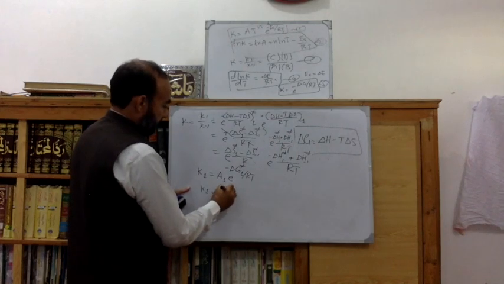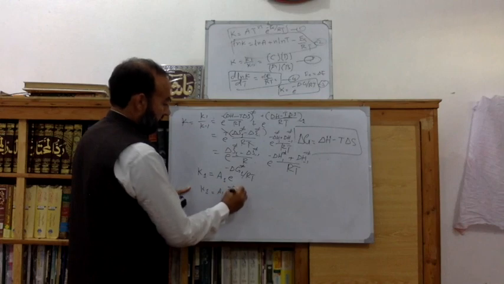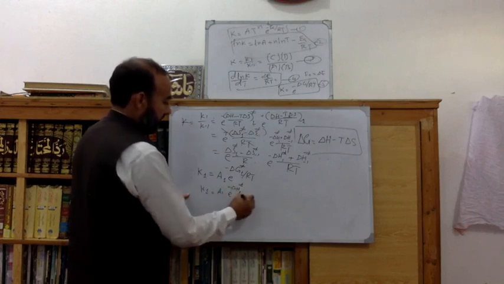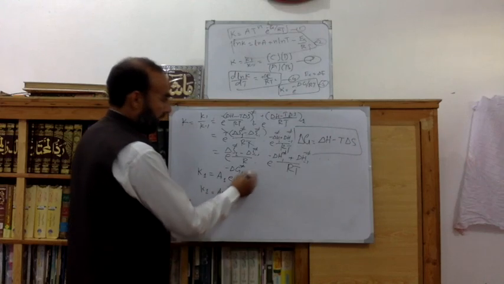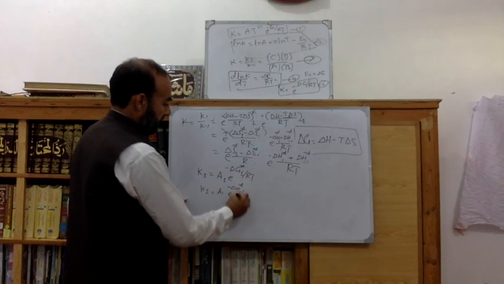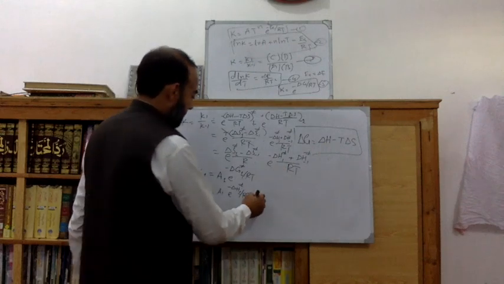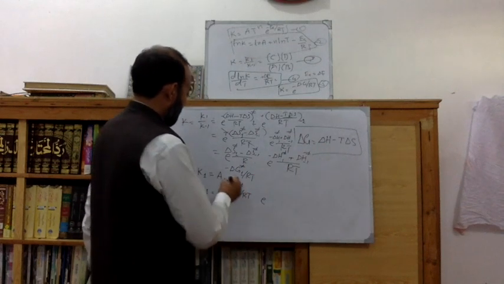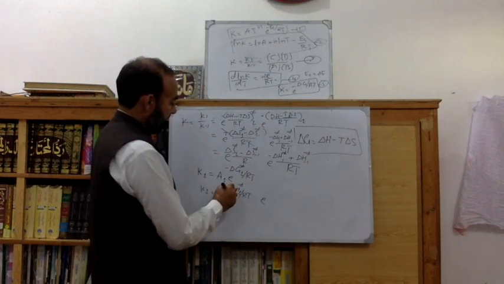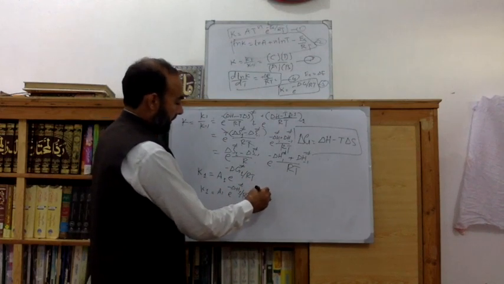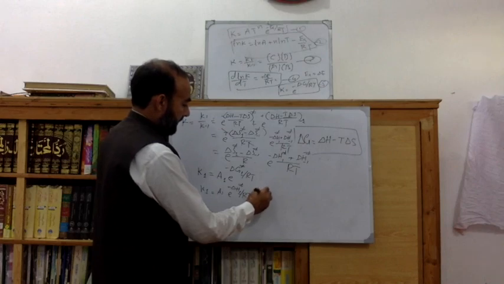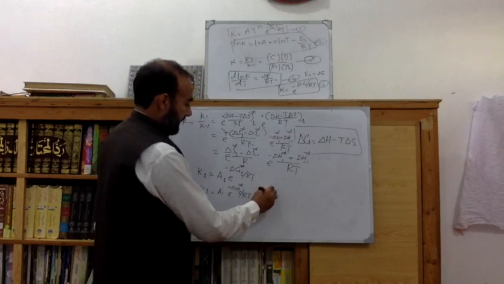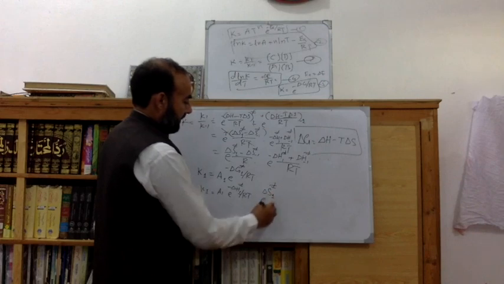After putting the value in this, we get K1 equal to A1 e raised to minus ΔH‡ for the forward direction over RT. In the other term, T will be cancelled. We have the minus sign, so minus will become plus. So we have plus ΔS‡ for the forward direction over R.